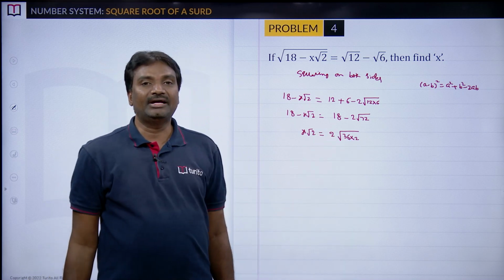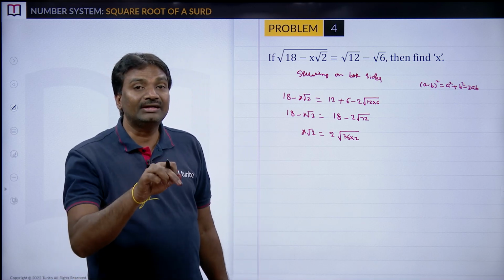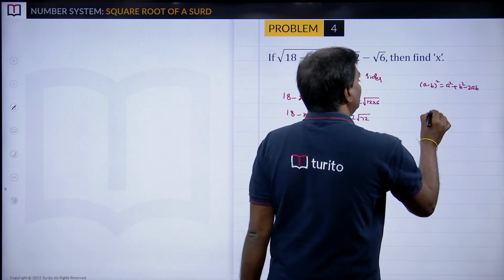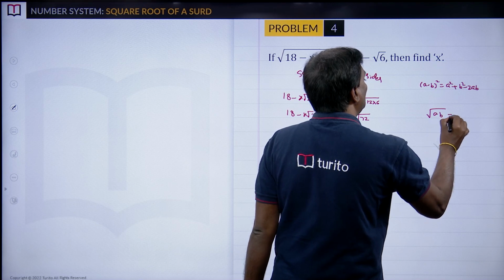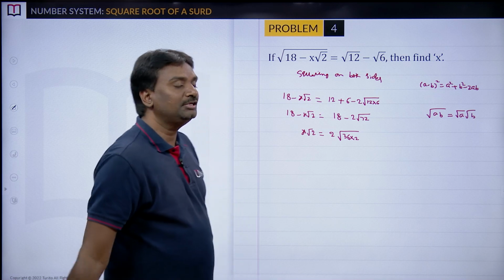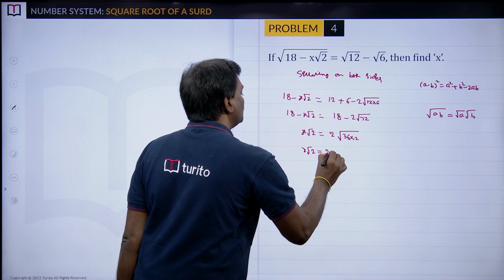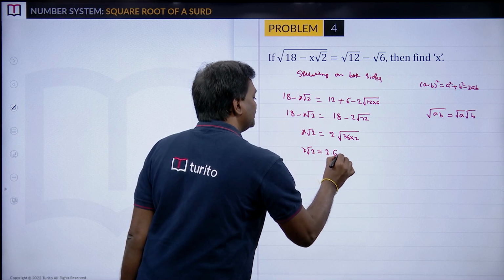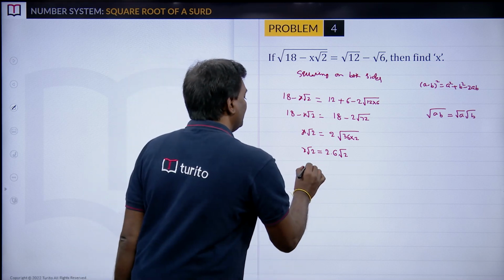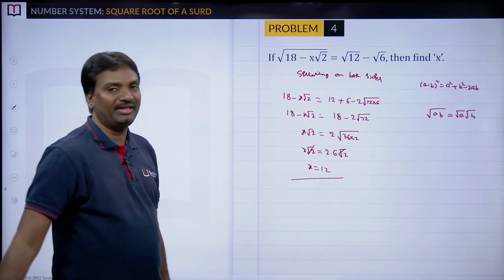By separating 36 and 2 under the square root, we can write that as root 36 into root 2, because we have the square root of a into b equal to root a into root b, where a equals 36 and b equals 2. So that's why x into root 2 equals 2 into root 36, which is 6, into root 2. On both sides we can cancel root 2, and you will get x equal to 2 into 6, that is 12. So this is the value of x.